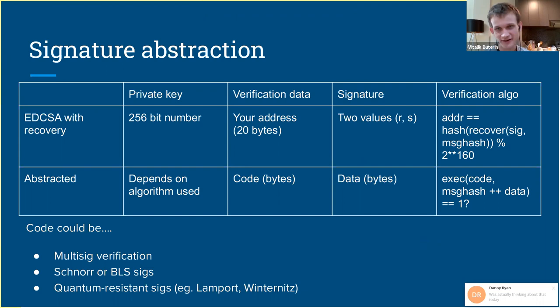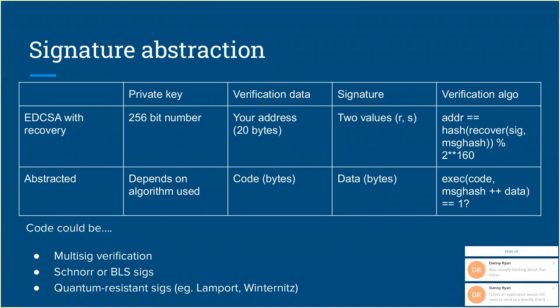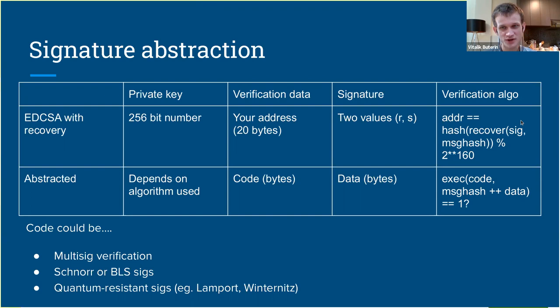So if we look at how accounts work today, right? Basically all externally owned accounts have to follow this formula where we can fit the different parts of the system into these categories, right? So a private key is a 256-bit number. Then we have this concept of verification data. This is a generalization of a public key, basically. And in this case, it's your address. Then you have your signature, and the signature is these two values, R and S. And then the verification process basically says, well, you EC recover the signature using the hash of the rest of the transaction. And then you take the last 20 bytes and you see whether or not it matches your address, right?